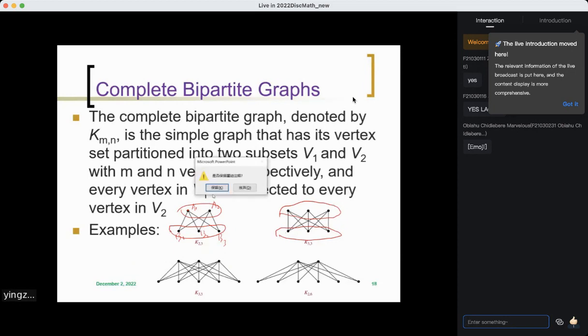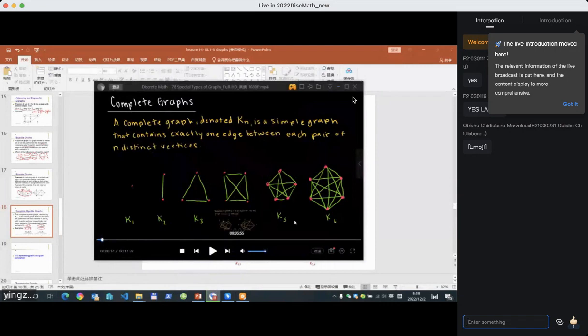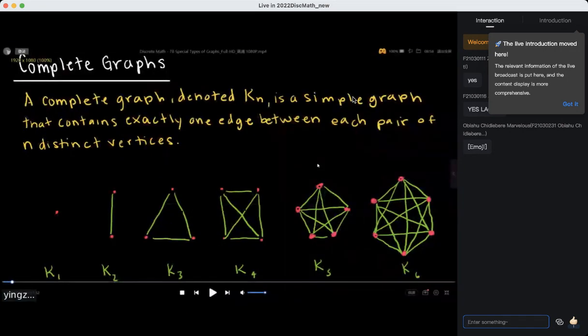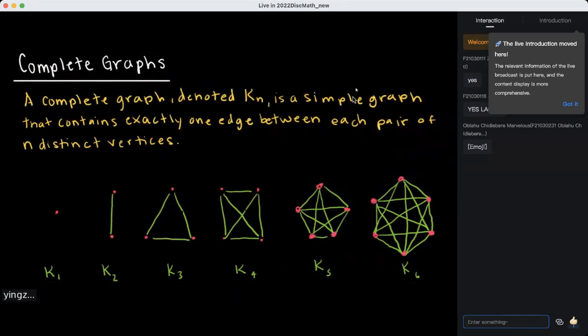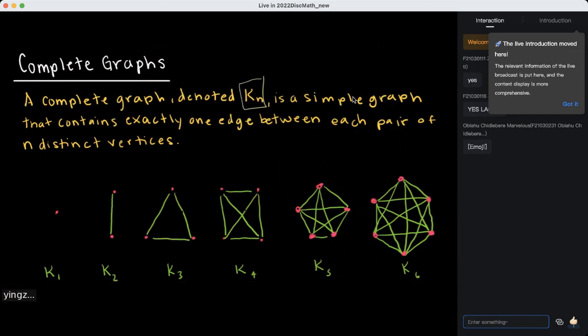And for more examples, from the video, it may be easier to understand about the complete graph. Notice the notation K sub n. Essentially, it is a simple graph. Remember, a simple graph doesn't have any double edges and doesn't have any loops. So it's a simple graph that contains exactly one edge between each pair of n distinct vertices.